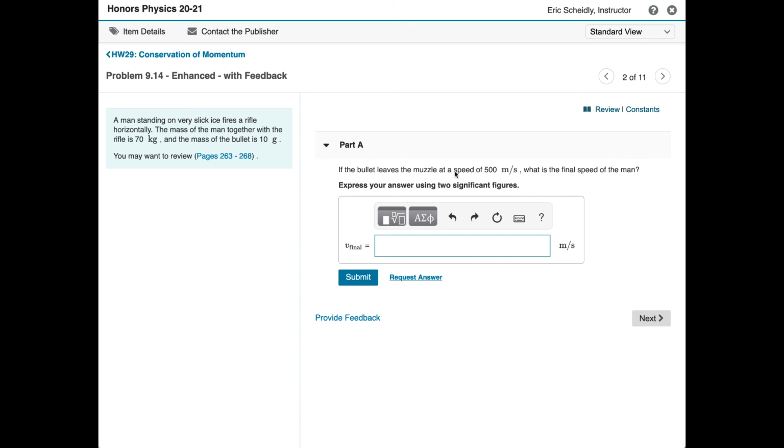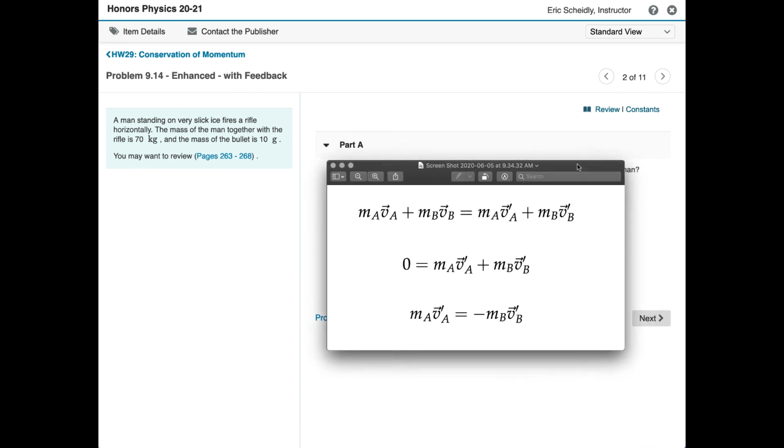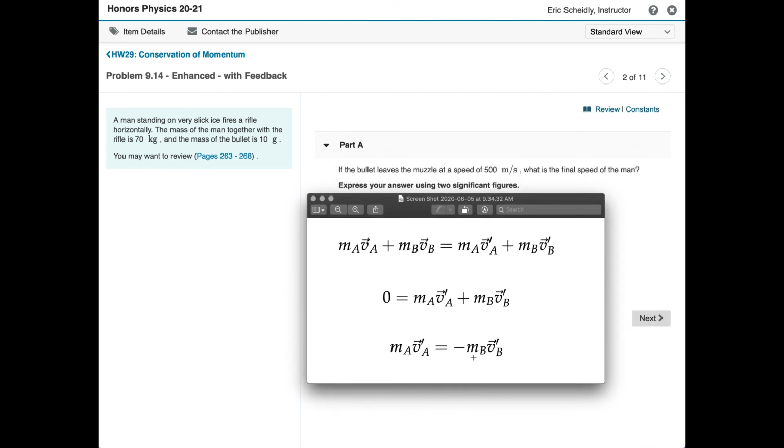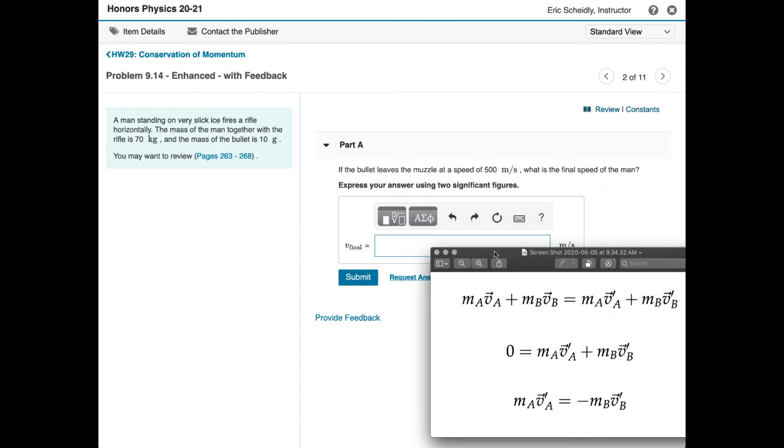That momentum is equal to the momentum of the man. So here in my equation, I would have negative 0.01 times 500, and then I would just simply divide by the mass of the man and the rifle together, 70 kilograms, and that would give me the velocity of the man afterwards.